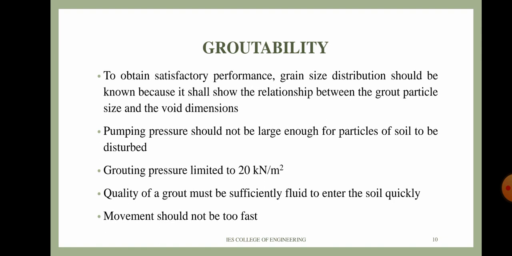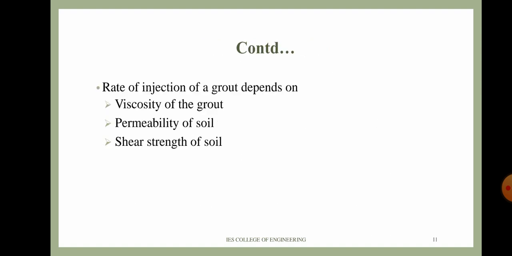And for preventing blowout during grouting, the grouting pressure is generally limited to about 20 kN per meter square unless grouting under heavy structures or in other situations where greater confinement exists. The grout must be sufficiently fluid to enter the soil quickly, and this movement should not be too fast. There are three factors which decide the effect of rate of injection of a grout, and they are viscosity of the grout, permeability of the soil, shear strength of the soil.